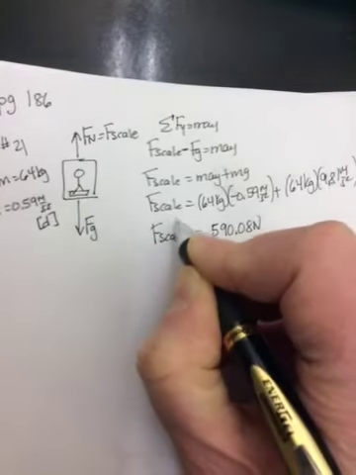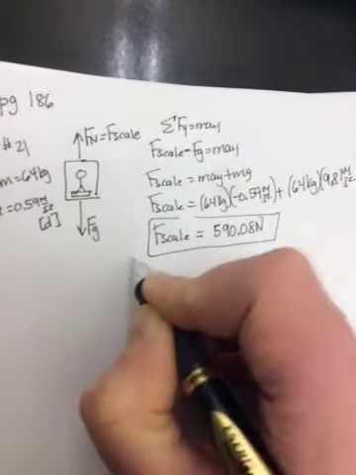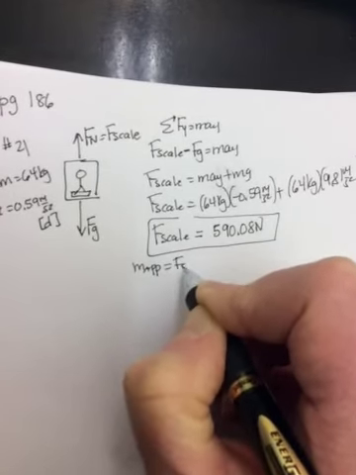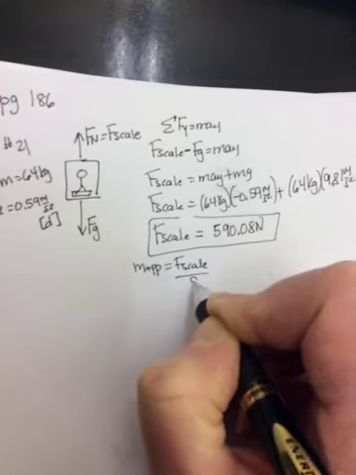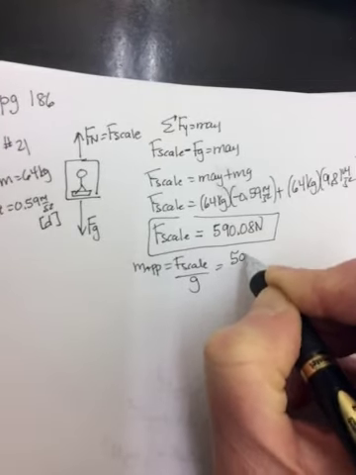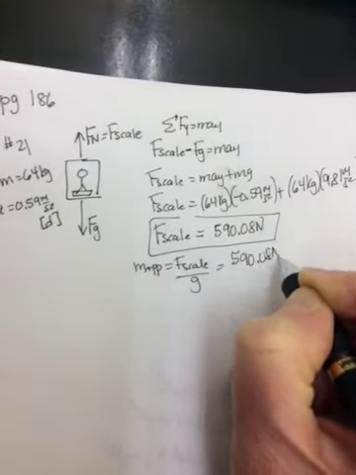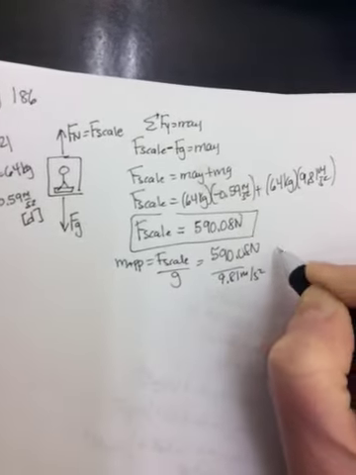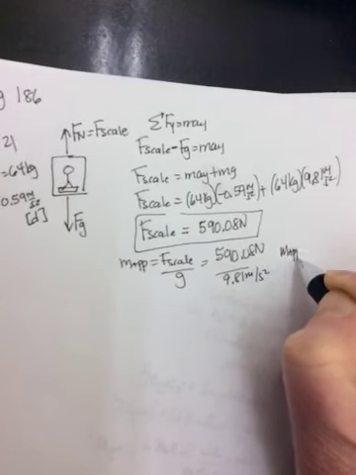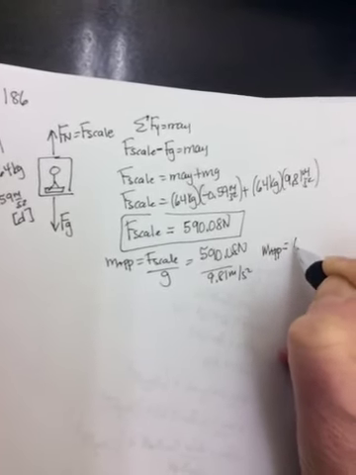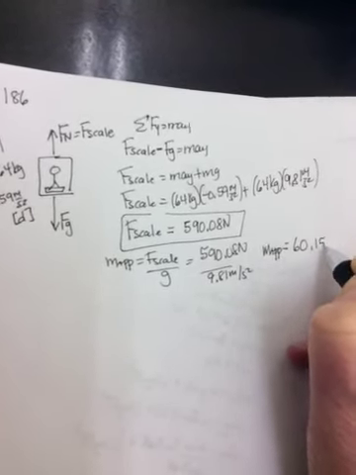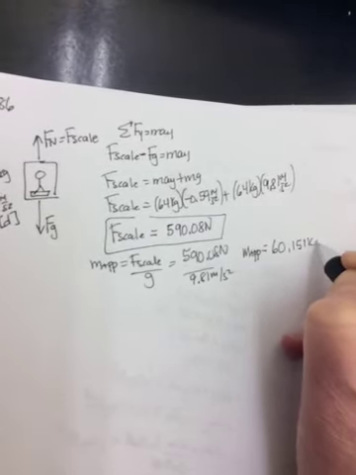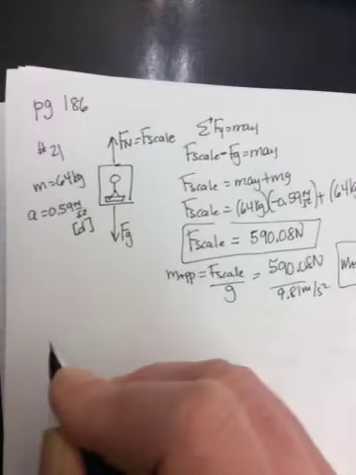Okay, so F scale then will be equal to 590.08 newtons. This would be the apparent weight. If you wanted the apparent mass, you would take this and divide it by G. And when you divide 590.08 newtons by 9.81 meters per second squared, you get an apparent mass. And no, the textbook didn't actually ask you to do this, but I will on the test, I promise. 151 kilograms for the apparent mass.